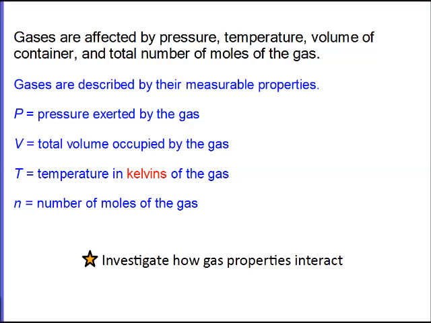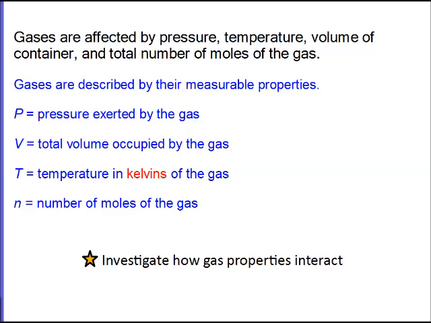So gases, as we learned before, are affected by pressure. We try pushing on the syringe and we can squeeze those particles together. Temperature will change how gas particles act, and volume of the container also changes how gases behave. So gases we have to describe by the properties that we can measure. A gas at a certain temperature and a certain pressure behaves one way. A gas at a higher pressure behaves a different way.